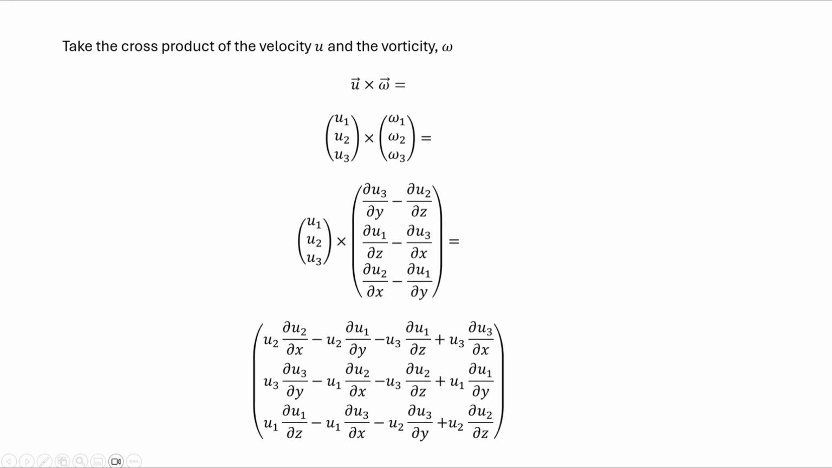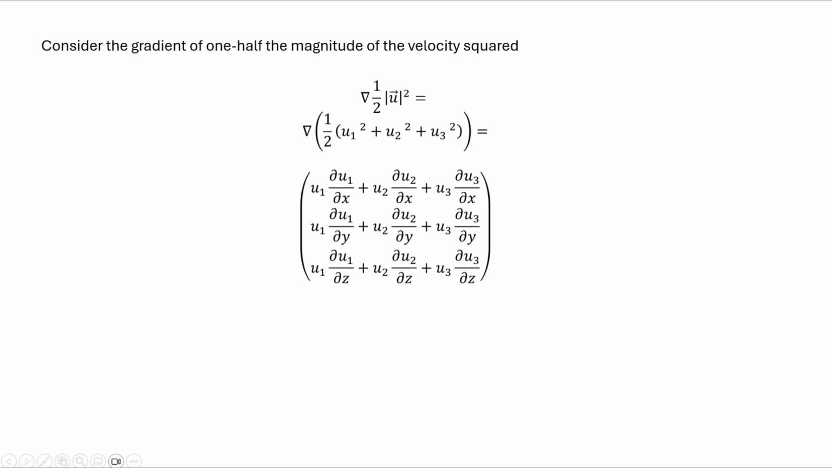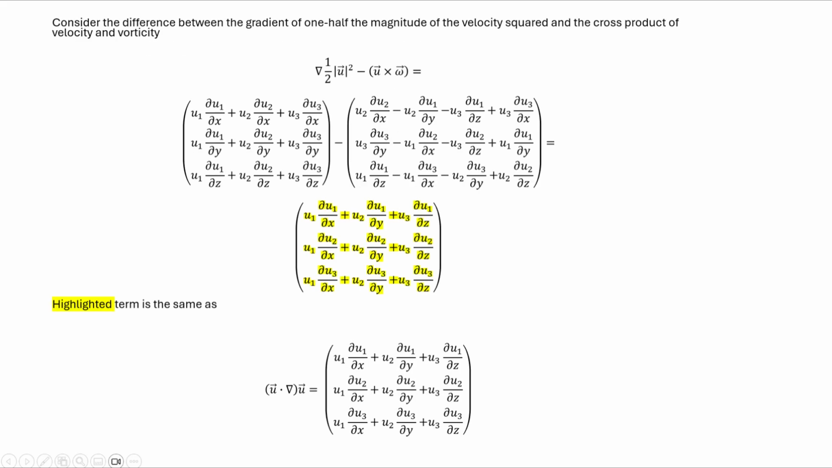Take the cross product of velocity and vorticity. We get the expression shown here. Next, consider the gradient of 1/2 the magnitude of the velocity squared. We get this expression. Consider the difference between the two expressions we just derived. We get the same expression as the expression on the left-hand side of the fluid equations with no pressure or viscosity term written out completely.